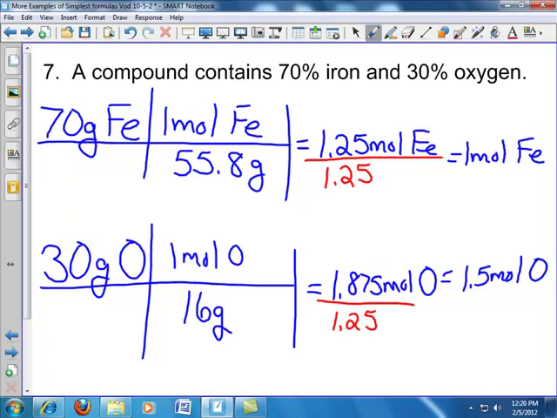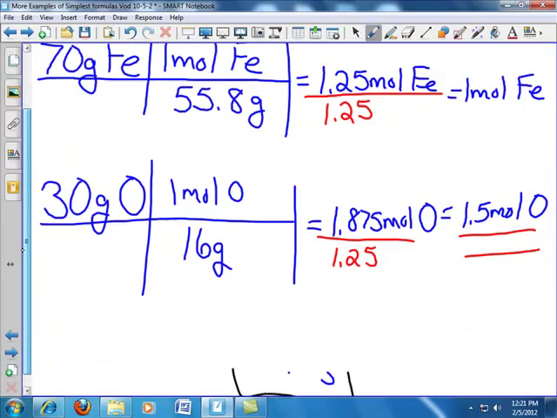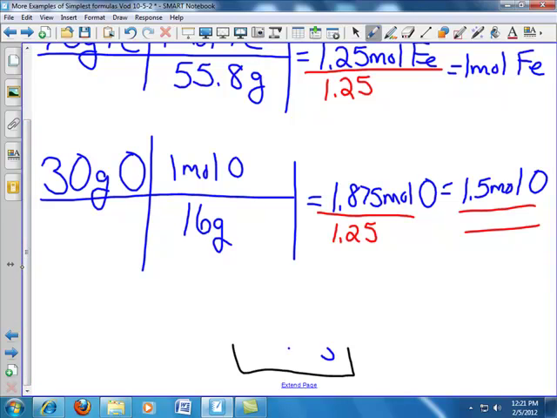Now, you have a problem. This 1.5 moles is really not close enough to 1 to round down. So you can't round this down and you can't round it up. Neither one would actually work. So whenever you get a 0.5 of something, with that 0.5 of whatever it is, you're actually going to have to multiply everything by 2.